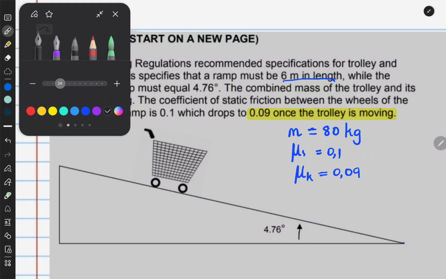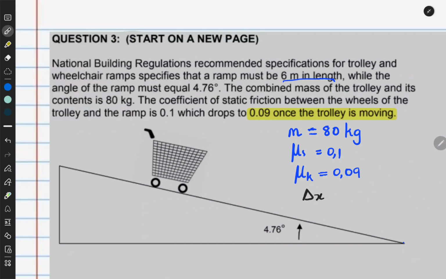All right, so we have this piece of information, and then we are also told the length. I'm not sure what to call our length. Let's call it delta x. Our delta x is 6 meters. So let's leave it here. We have the information now, so let us annotate our diagram.